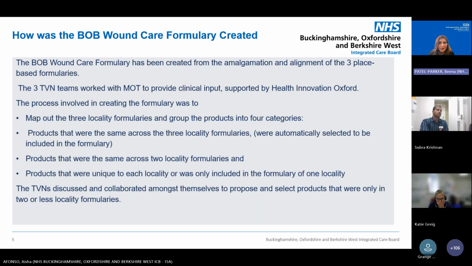The process involved in creating the formulary was to map out the three locality formularies and group the products into 4 categories. That was to look at those products that were the same across 3 localities, those that were the same in 2 or 1, or were unique in each of the areas. Those products that were the same across the 3 localities were the ones proposed to be included in the BOB formulary. For all the other 3 categories, the TVNs worked collaboratively amongst themselves and proposed the product that should be included for the BOB wound care formulary.